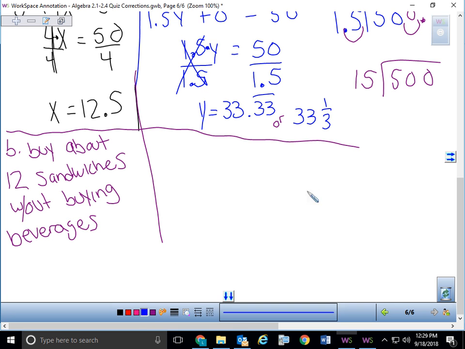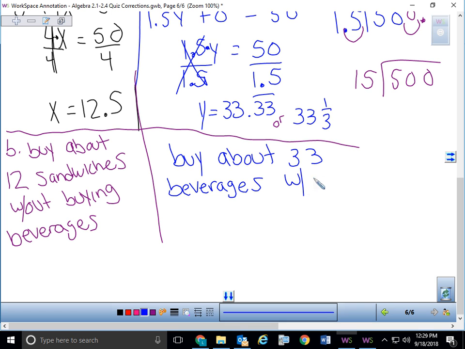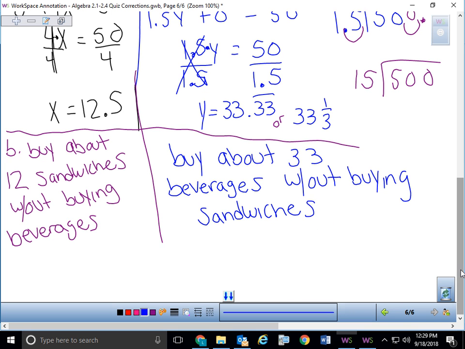Vice versa for my y-intercept, I could actually buy about, and again I'm going to round down, can't round up because that would mean you have more money than you actually do. We're going to say we're going to buy about 33 beverages without buying sandwiches. So if I bought no sandwiches, I could get about 33 drinks. That's what it means by interpret. Give some real life meaning to it.